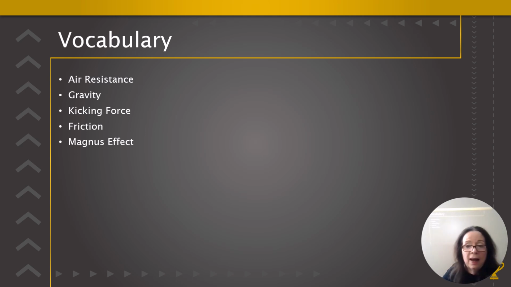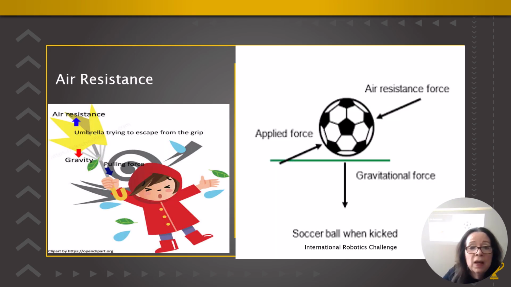But it is amazing how these forces impact the game of soccer and other games. So again, here's how air resistance holds the ball down, and the applied force, which is the kicking foot, which would be right about here, would kick the ball up. Gravitational force would hold it down to the earth. Over here in this picture, this little girl in the red raincoat, her umbrella is being pulled up by air resistance, and the air is applying resistance through the wind. And then, of course, gravity is holding her down to earth.